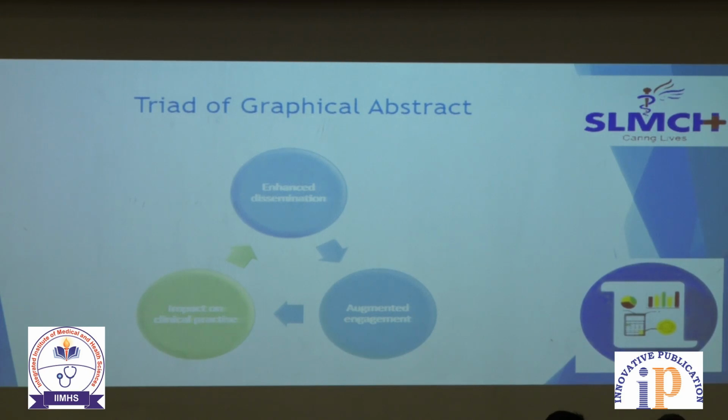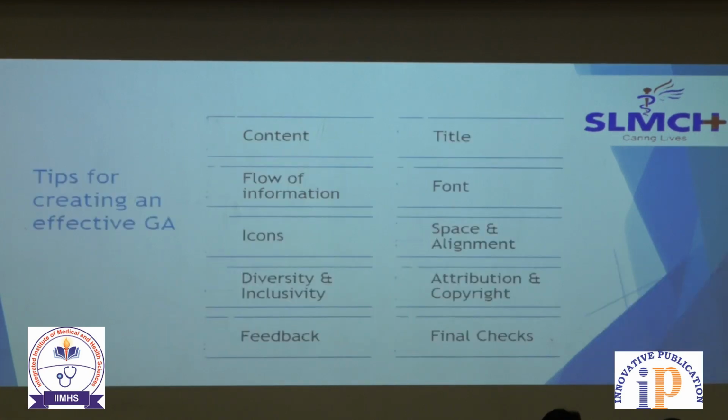And the third one is impact on clinical practice. Whatever we are putting into the paper should be practiced in the clinics. That is called translational medicine. So what are the tips to create a graphical abstract? The first one is content. When a manuscript of 4,000 words has been prepared, I can't accommodate all 4,000 words in a graphical abstract. So first I should prepare the content, what all things I have to keep.